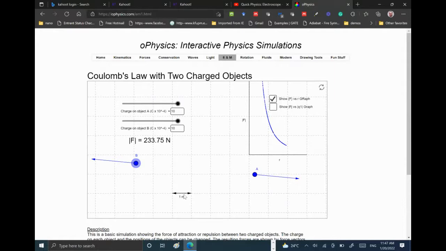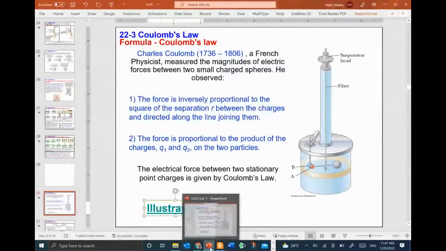He observed that the magnitude of the force changes linearly with either of the two charges, and he noticed that the magnitude of the force changes as 1 over R squared. And that's how he came up with Coulomb's law.